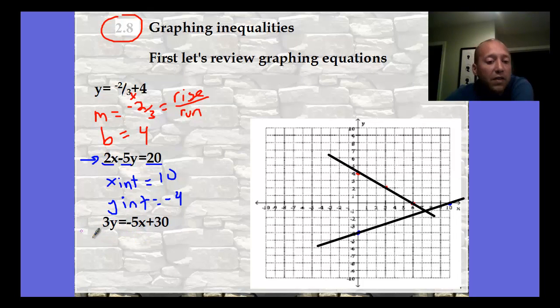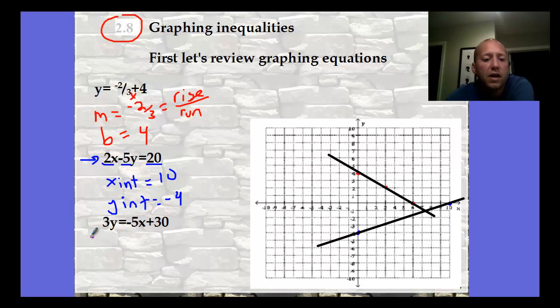And the last one here is not in a form, so we need to manipulate. Now I have a choice. I can add 5x to both sides, which puts it in standard form, or I could divide by 3 on both sides and then simplify it. It doesn't matter which method you prefer to use. I guess I'll use standard form here because that's one students usually need more practice with.